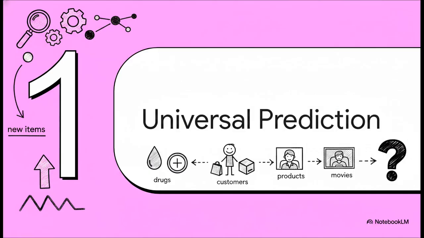And what's so cool about this grid is that it's everywhere. You can just swap out the labels. Instead of drugs and targets, think customers and products, or viewers and movies, just like we said. No matter what the context is, the fundamental challenge is always the same. How do you use the little bit that you do know to intelligently guess all the rest?